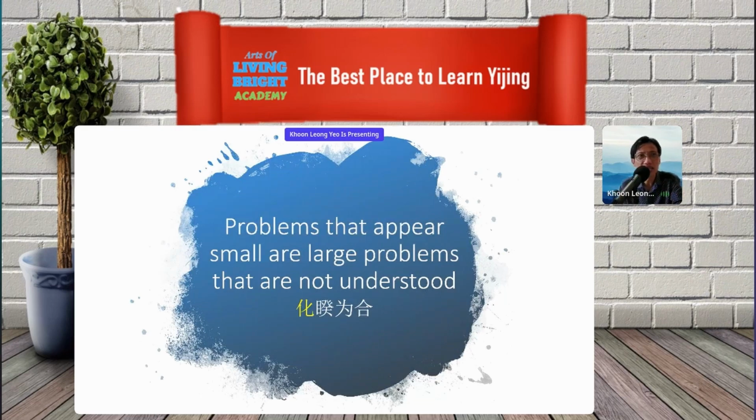Now, how on earth did a safe haven family setup get into a 睽卦, get into a polarizing kind of situation whereby they were once a very close knitted family, now they are tearing apart? Why? How could that be? Okay, then we have to explore this hexagram. The hexagram says here, for this hexagram, 火泽睽, it says problems that appear small are actually large problems that are not fully understood. I repeat, problems that appear small are large problems that are not understood.